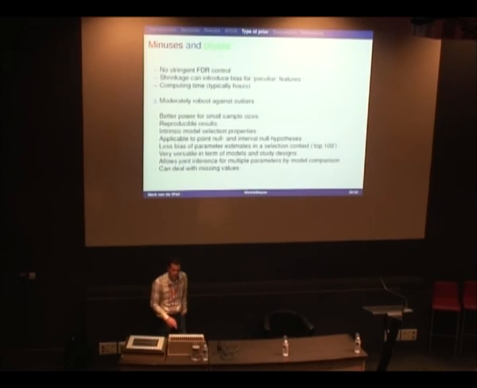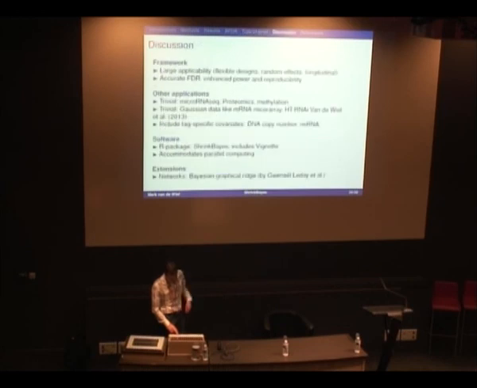It's moderately robust against outliers, and the pluses are really better power at small sample size, very reproducible, and good model selection properties. There's less bias when you are in the selection context. It's very versatile in terms of models and study designs. It allows joint inference for multiple parameters, so if you want to test two nested models, and it can deal with missing values. I haven't discussed that, but it's also possible. There are a lot of applications.